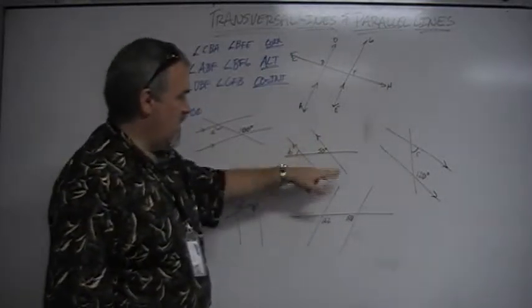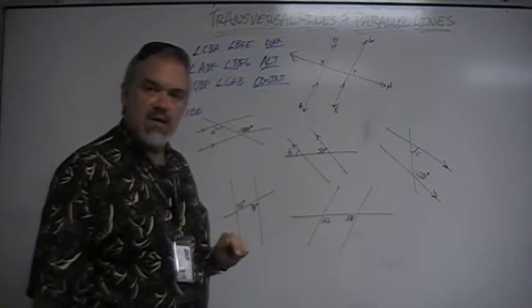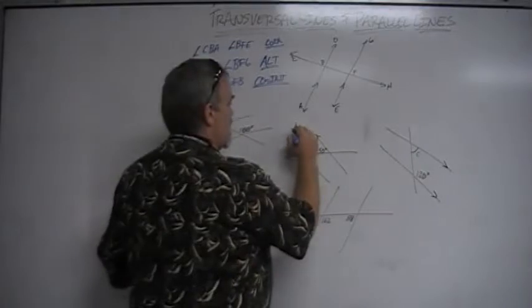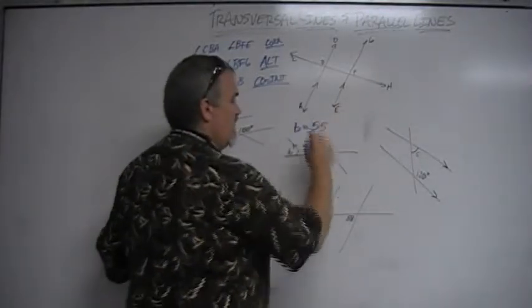Here we have parallel lines. What kind of angles are these? They are corresponding angles. So if this is 55, then B must also be 55.